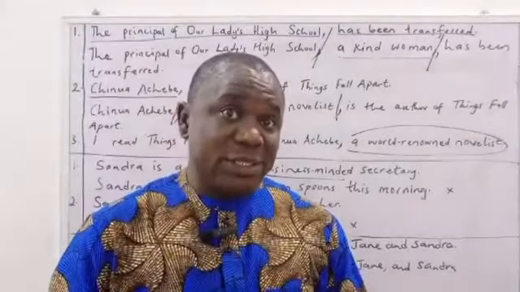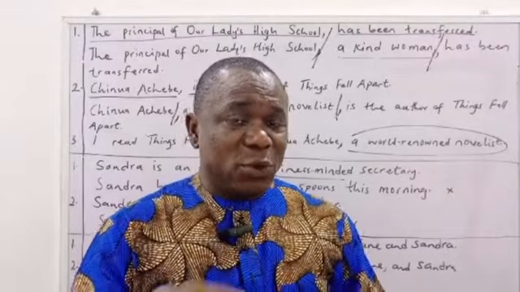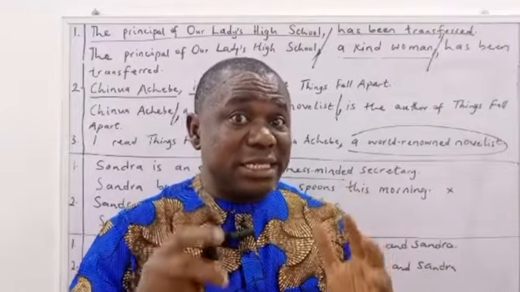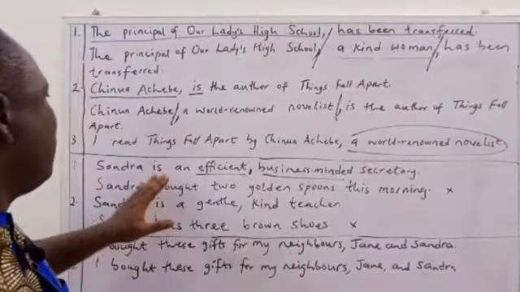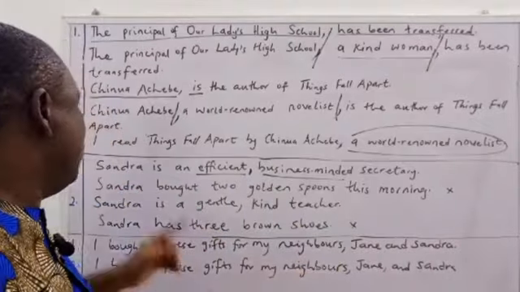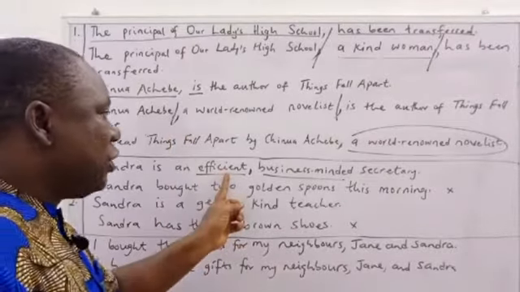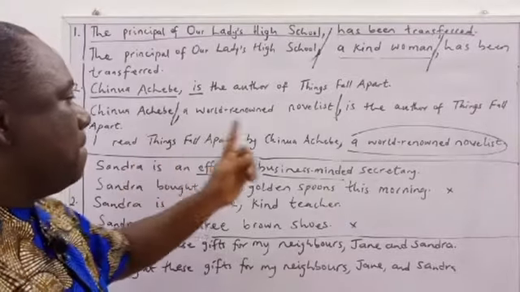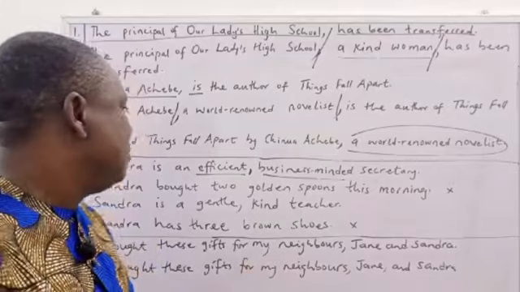Now the second test you can use is to change the position of the coordinate adjectives. If you change their positions and the sentence still makes meaning, then it means that they are coordinate adjectives. This is what we're saying. Sandra is an efficient, business-minded secretary. Let's change the position. Sandra is a business-minded and efficient secretary. Does that make sense? It does.